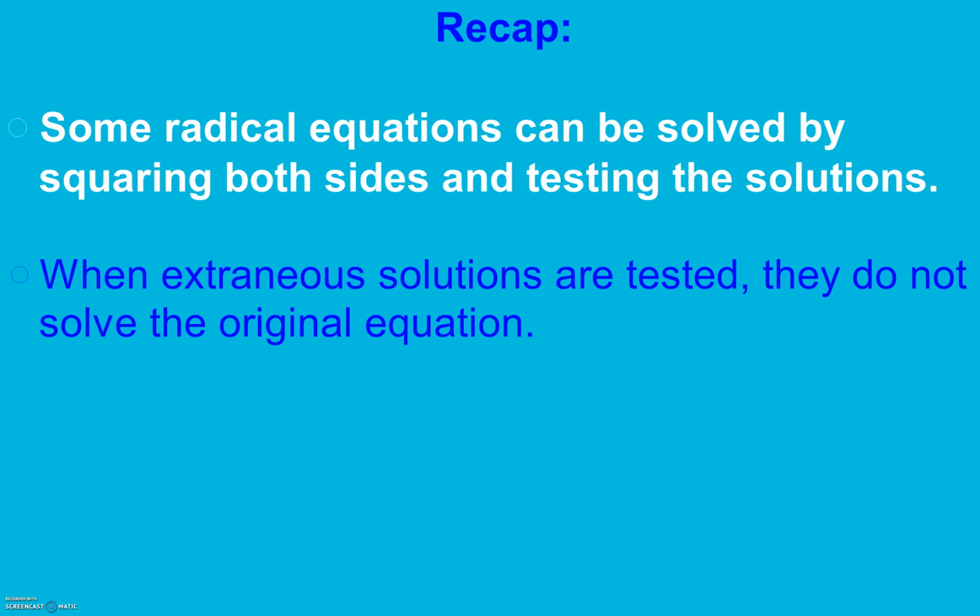Quick recap here. Some radical equations can be solved by squaring both sides and testing the solutions. When extraneous solutions are tested, they do not solve the original equation. And that's all I have for section 10.4.